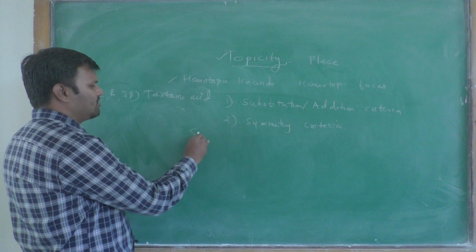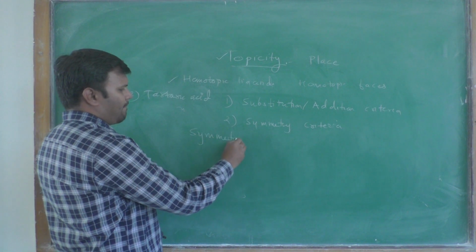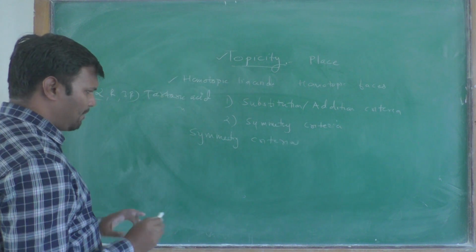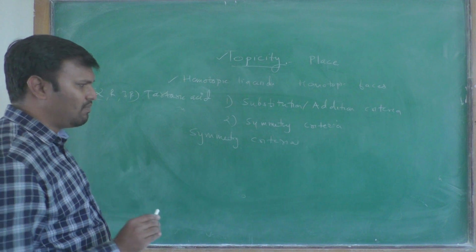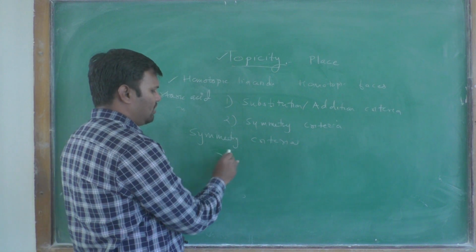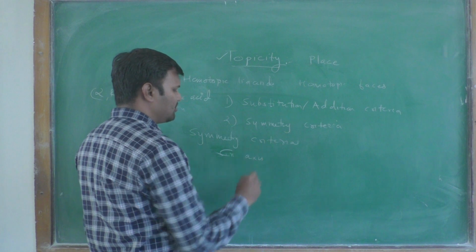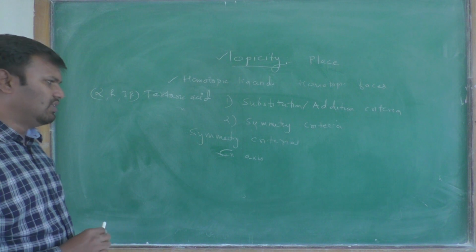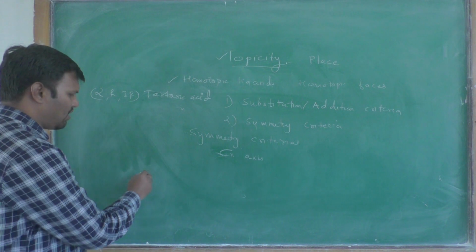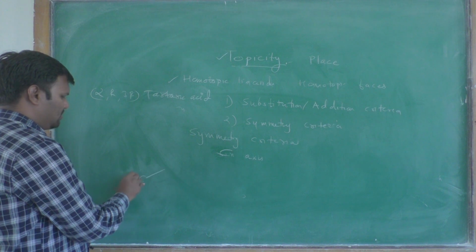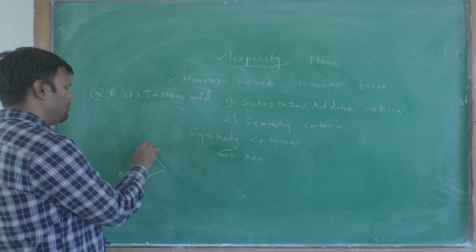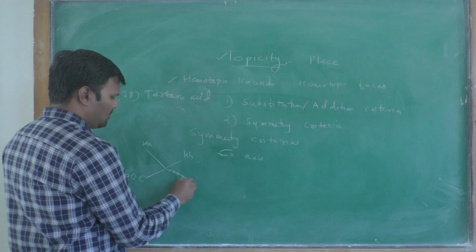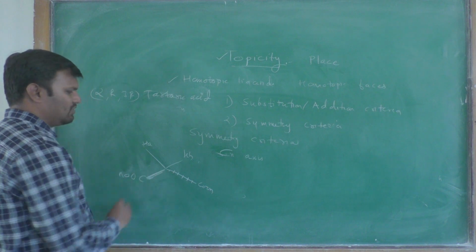So the second criterion is the symmetry criterion. When your ligands are exchangeable by a Cn axis of symmetry, your groups get exchanged, then that is called homotopic ligands. Okay, for example, we have malonic acid.